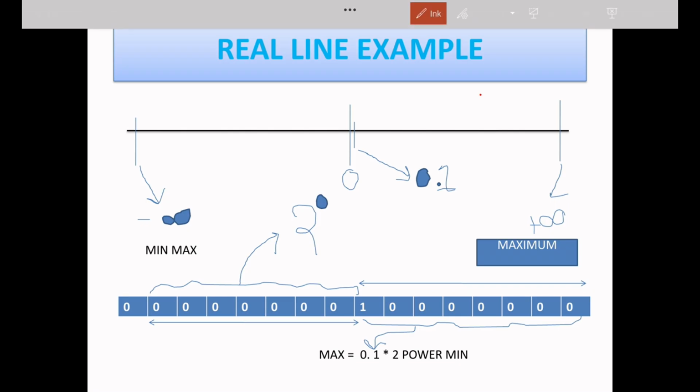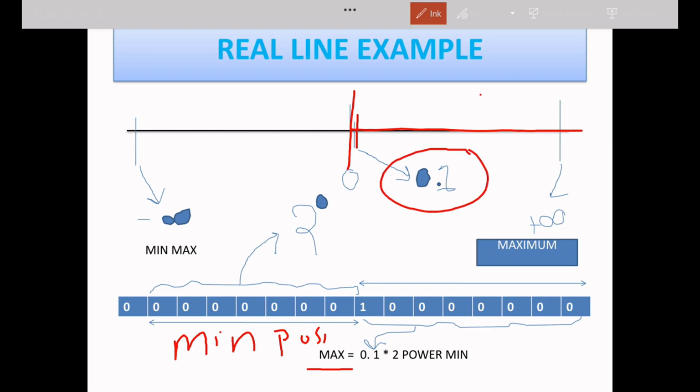Now we are discussing another point. This time we want the minimum positive number, not the maximum positive number. I want a positive number but minimum. Positive means this side, but minimum means very close to 0. Very close to 0, like 0.00001. This is the minimum number.